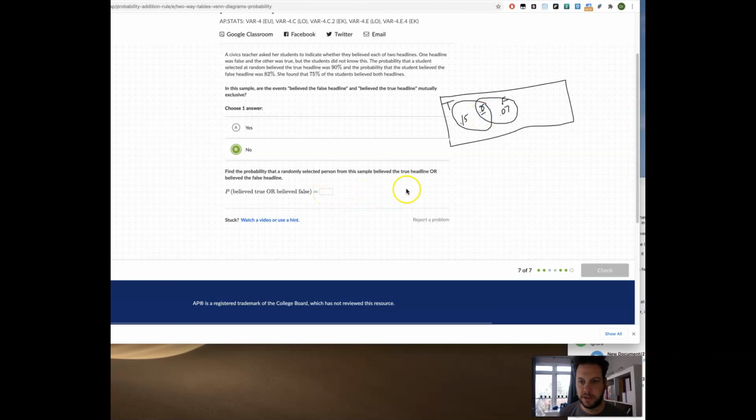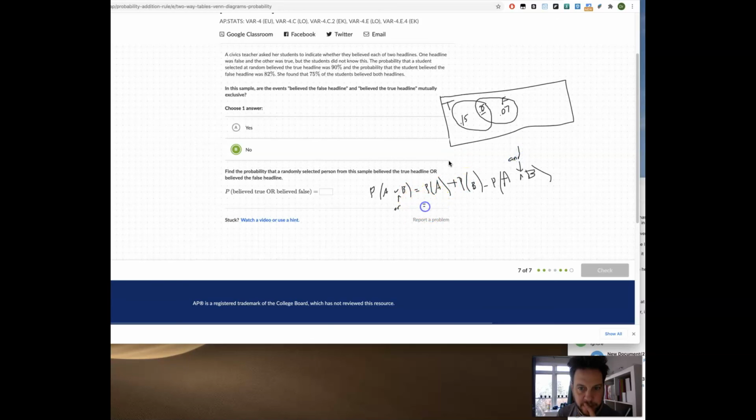Believe true or false. So now we're doing that formula again. So I'm gonna try to write it out. A or B. So that notation right there means or. Equals the probability of A. And this formula is actually given to you on the formula sheet for the AP test. So you're allowed to use it during your test. So this is and. So the probability of A or B.